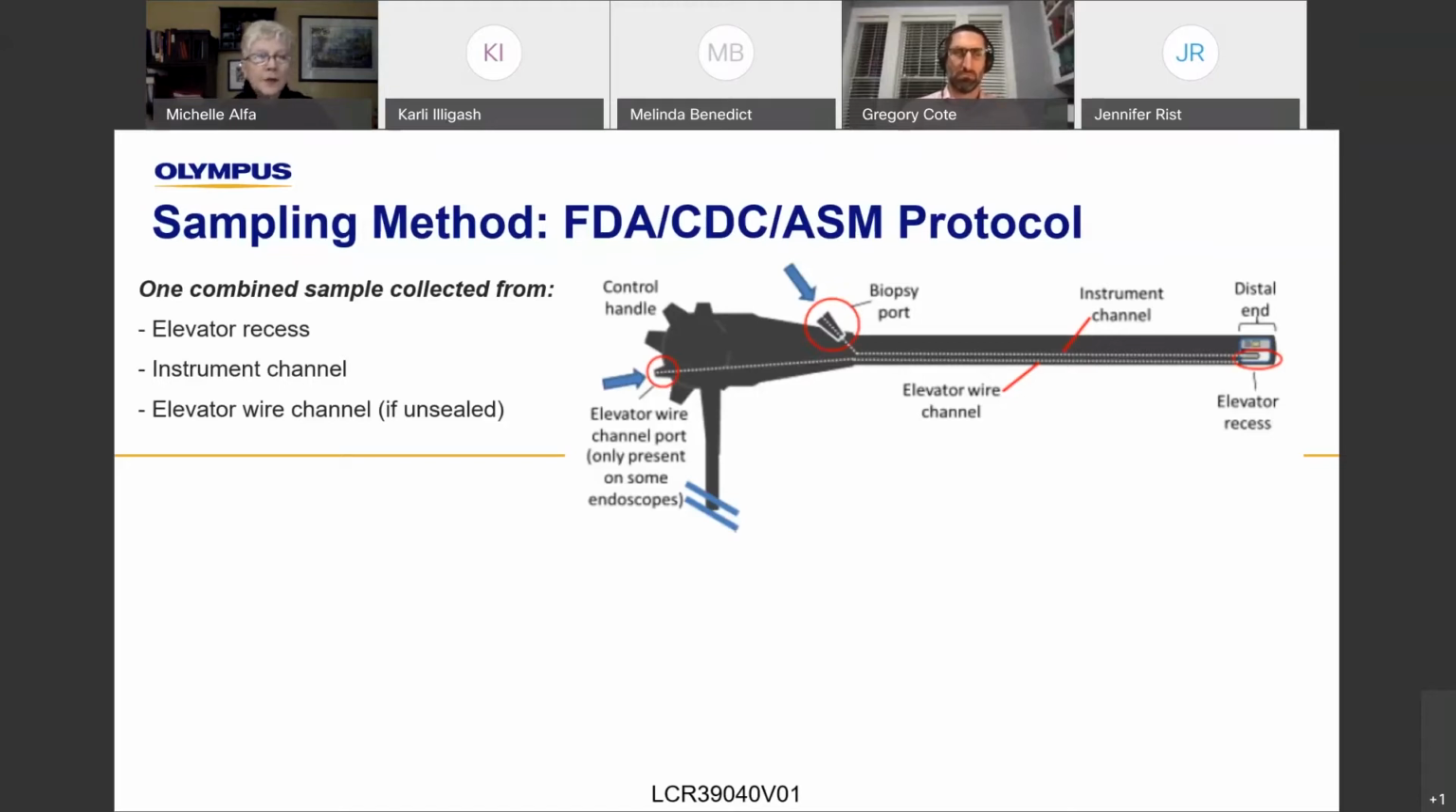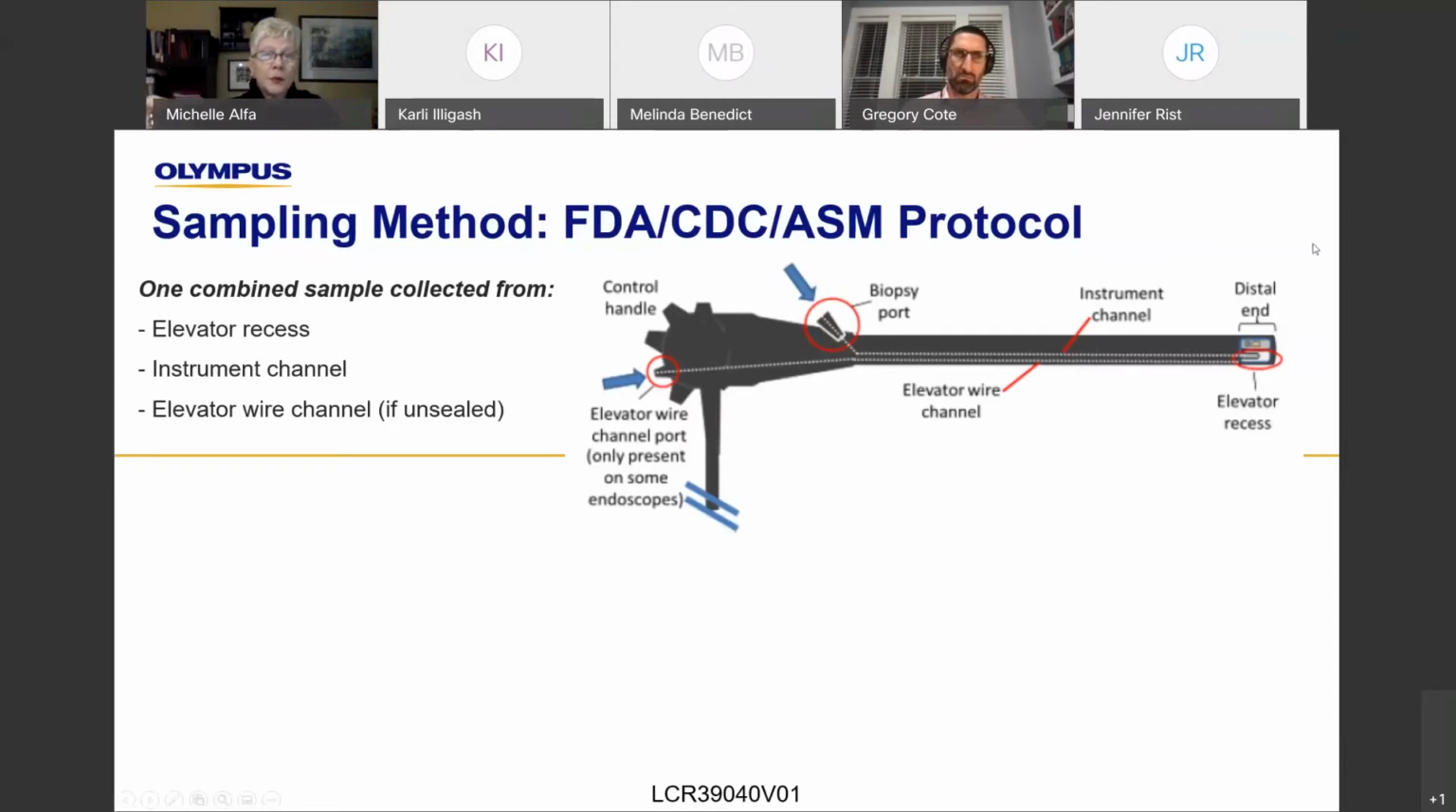Sure. This image was taken directly from the protocol, so acknowledgement to the FDA CDC ASM protocol. Essentially, the sample collection is a single sample, and it was designed to try to take into consideration making it easy for people to be able to sample the instrument channel. So it's a sample that is assessing the biopsy port shown by the blue arrow, all the way down to the distal end and the elevator recess cavity as well, because obviously that's a very complex component of a duodenoscope and one that has been thought to be one of the reasons why there can be so much contamination.